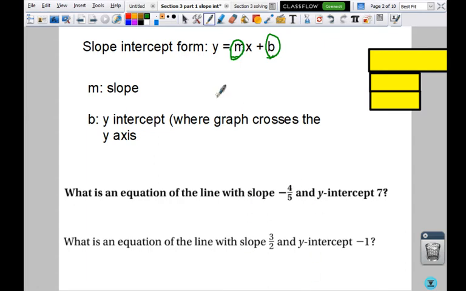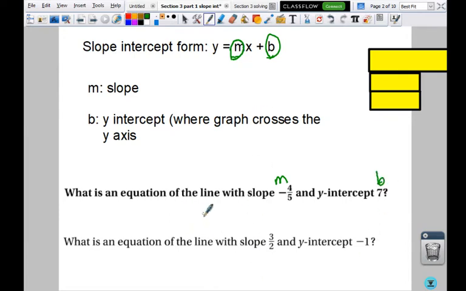So we're going to start just by seeing how some of these equations are going to look. So if I'm going to make an equation of a line with a slope of negative 4 over 5 and a y-intercept of 7, I just need to fill in m and b. So slope we said was m, right? This negative 4 over 5 is my m. B is this 7. I just need to fill in those numbers in my equation.